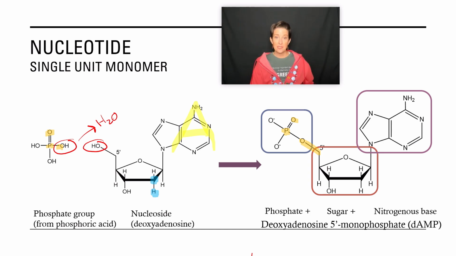How these are named is you take the nucleoside name, then you tell us the placement and how many of the phosphate groups there are. This structure is going to be deoxyadenosine 5' monophosphate because there's one phosphate group on the 5' carbon of a deoxyadenosine. So many words, which is why we shorthand these names.